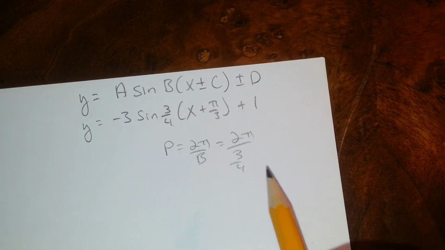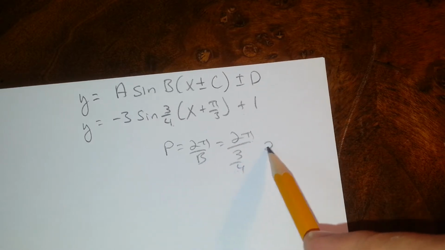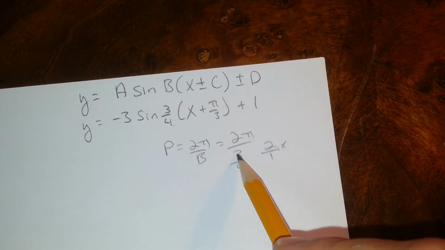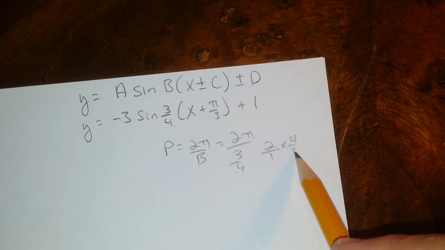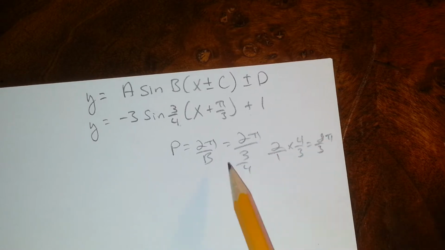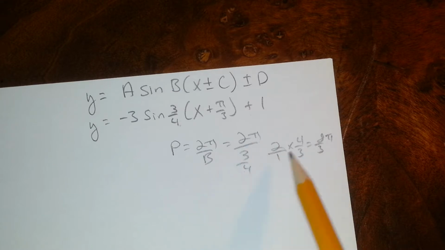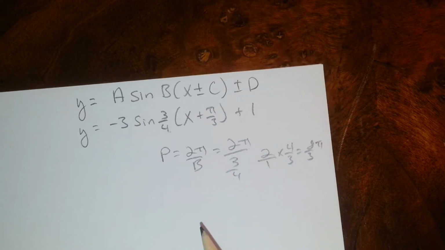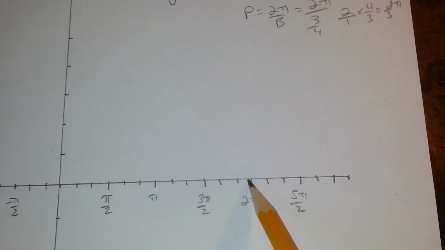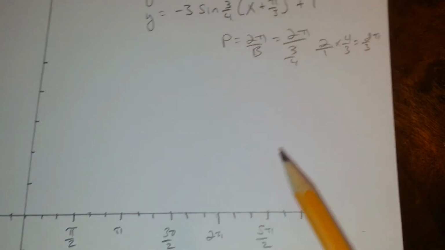If you remember your fractions, 2 over 1 is basically 2, and I'm going to multiply by the reciprocal of 3/4, 4 over 3, which equals 8 over 3. And that's in pi, remember? Don't forget the pi. So 2 divided by 3/4 is 8/3 pi. So instead of taking 2 pi to do a complete sine graph, we're going to have to go an extra 2/3 pi.